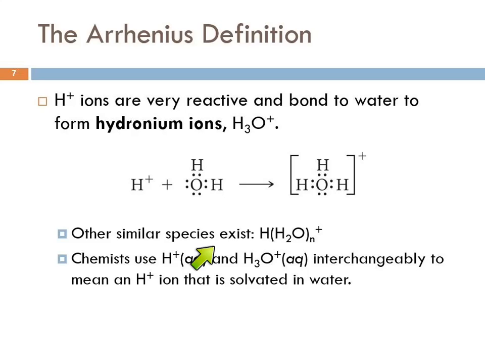You can have similar things with different numbers of water molecules. You can have H5O2+ or H7O3+. Those exist. So chemists tend to use the H+ and H3O+ interchangeably because sometimes one's more convenient and other times another one is more convenient.